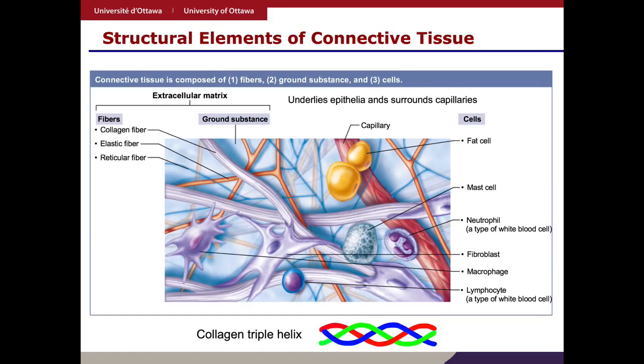Cells that end in cyte, C-Y-T-E, are mature, less active forms of the blast cells. They're part of and help maintain the health of adult matrix or mature matrix. Other cell types in connective tissues include immune cells like macrophages, neutrophils, and lymphocytes, and also adipose cells or fat cells. This latter type stores cell nutrients.